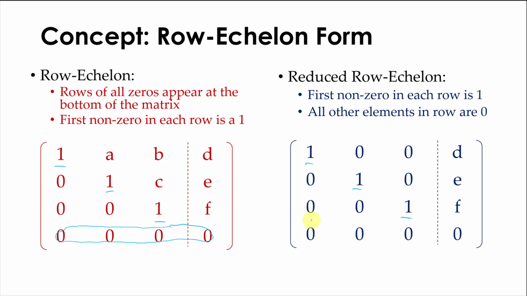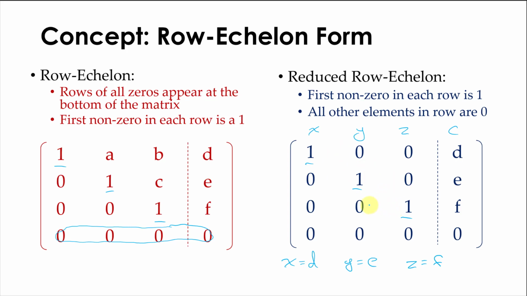Now think about what that means in terms of my system of equations. If this was my x column, my y column, and my z column, and these are my constants, what this means is that z is equal to f, y is equal to e, and x is equal to d. So we are effectively solving our system of equations when we can represent them in a matrix and put them in reduced row echelon form.